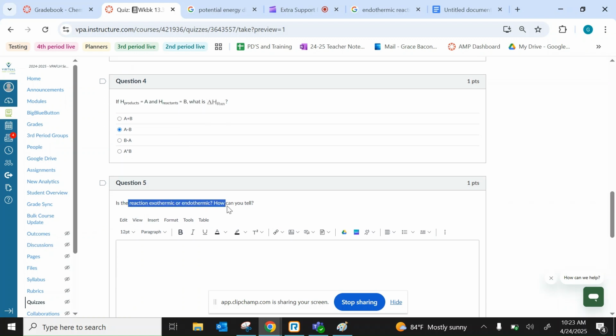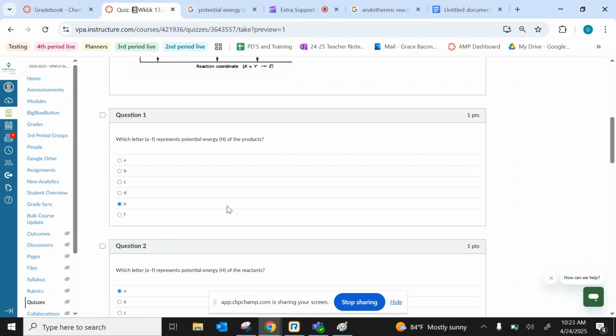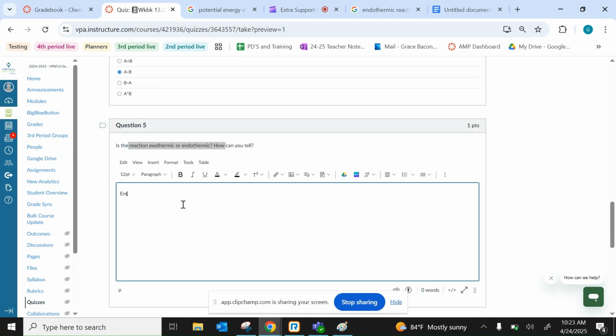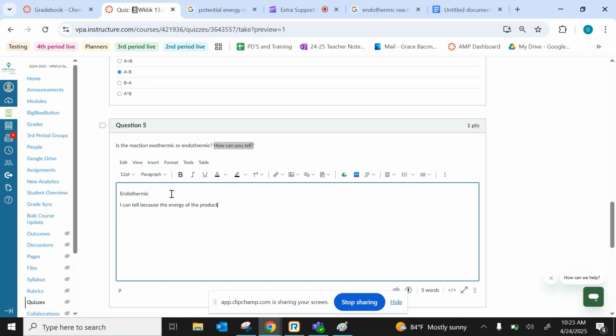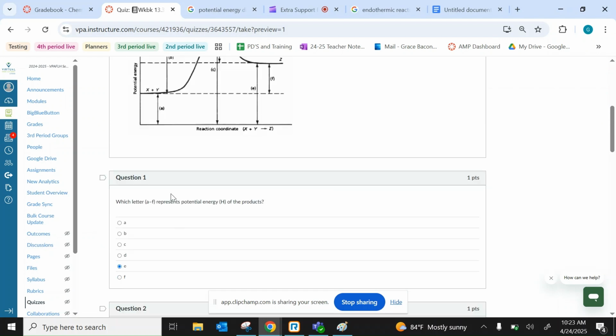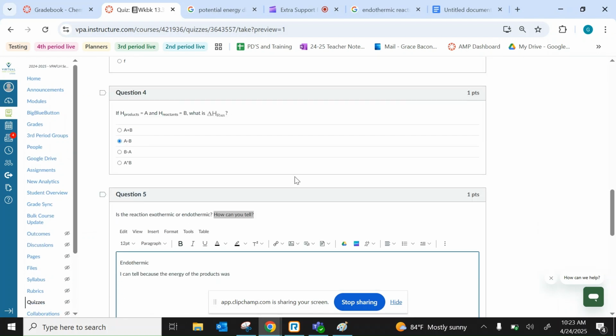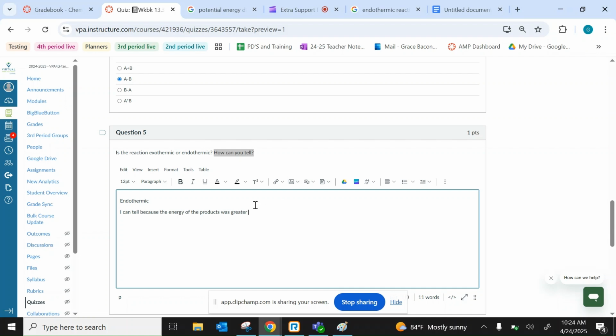All right, and we already talked about this reaction. We said this was endothermic. And how can you tell? The way we said we know is because the energy of the products was greater than the energy of the reactants.